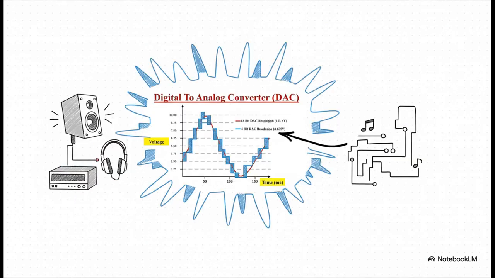And just like with ADCs, resolution makes all the difference. I mean, look at that blue line from the 4-bit DAC. It's a clunky-looking staircase. But the red line from the 16-bit DAC, it's so much smoother, a much more faithful copy of the original signal. This, right here, is why music lovers care so much about the quality of the DAC in their stereo system.